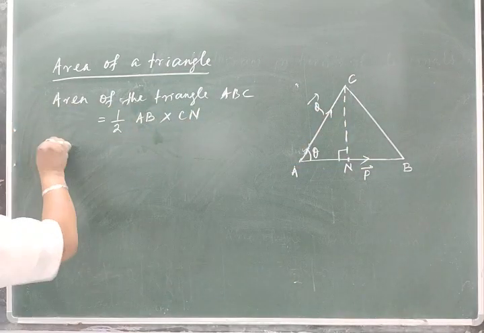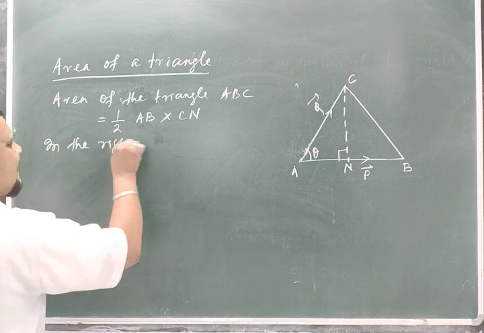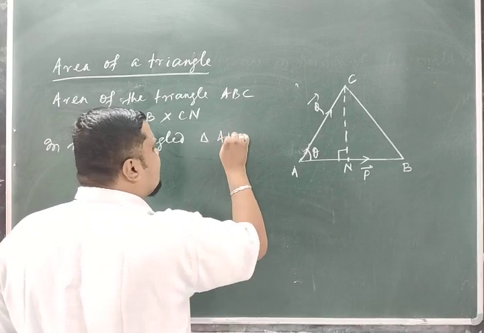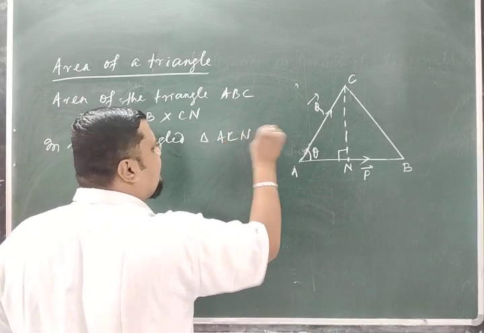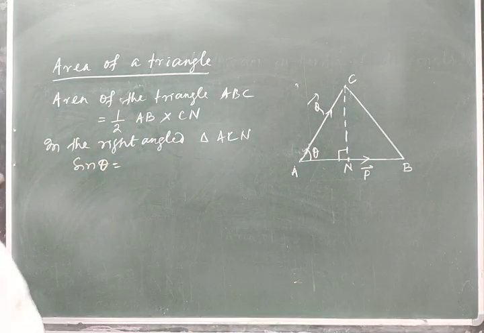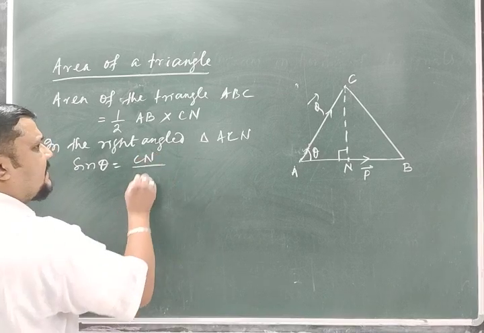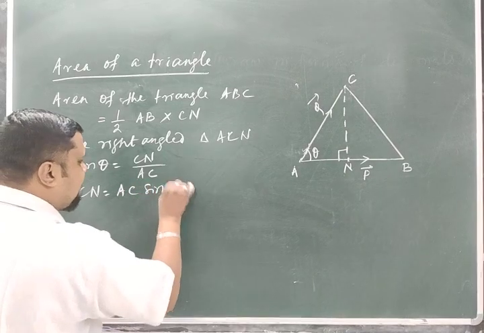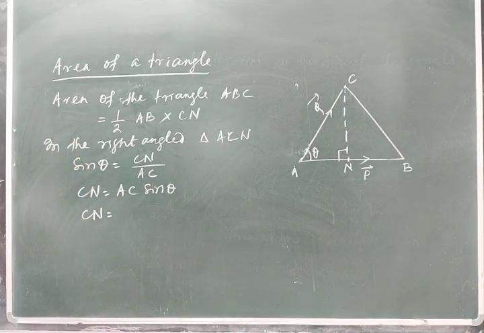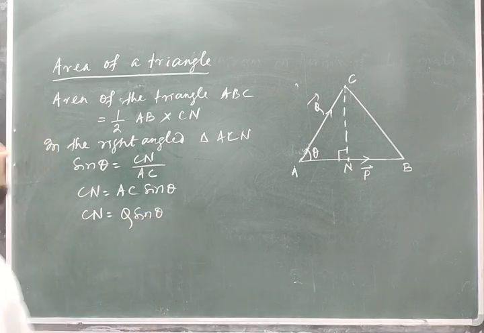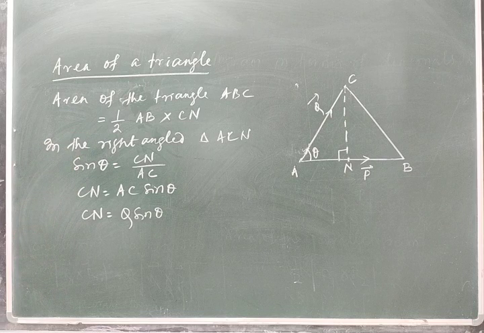So, in the right angle triangle ACN, sin theta is equal to CN by AC. So, CN is equal to AC sin theta. What is this AC? Magnitude of Q vector. So CN is equal to magnitude of Q sin theta. Now, you put here the area of the triangle. Now, go for the area of the triangle.